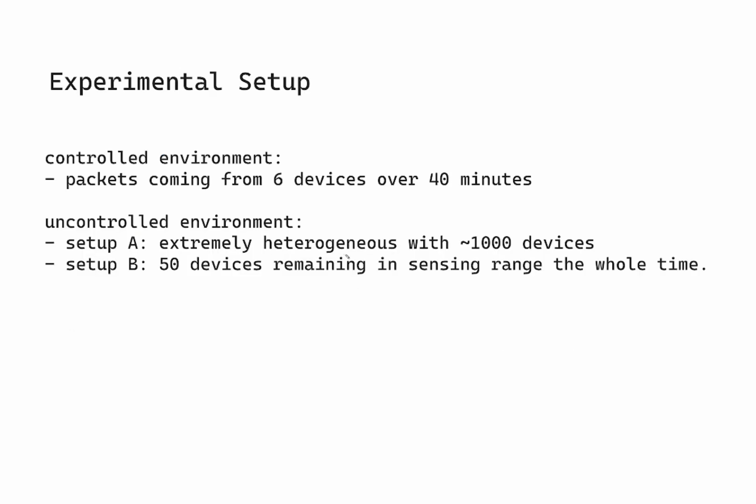So this is the experimental setup that the researchers tested their approach with. They used 3 scenarios. The first one is an environment where it's highly controlled and it's only 6 devices over 40 minutes. The second and third ones are both uncontrolled environments, where setup A is a very heterogeneous environment with over 1,000 devices, and then setup B is another uncontrolled environment where there's about 50 devices, but then they remained in the range the whole time. So there's no devices that are entering or leaving the system.